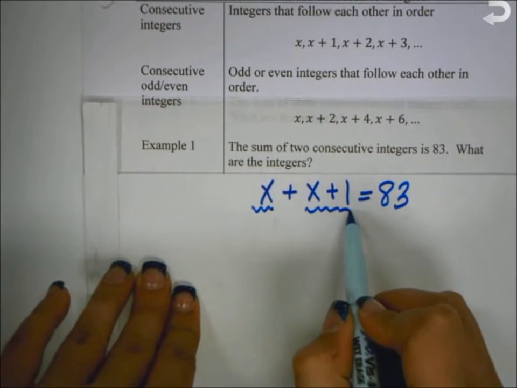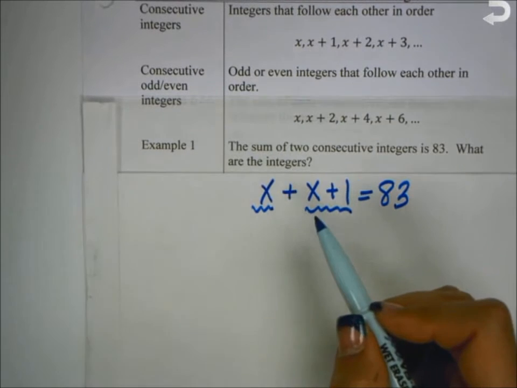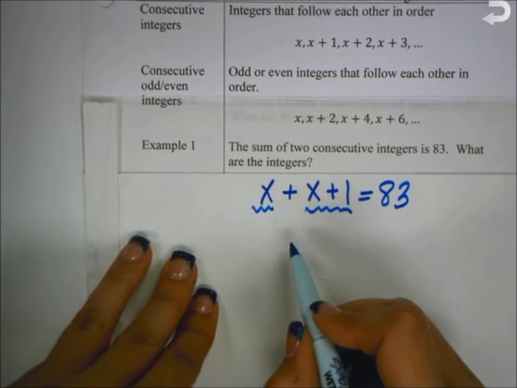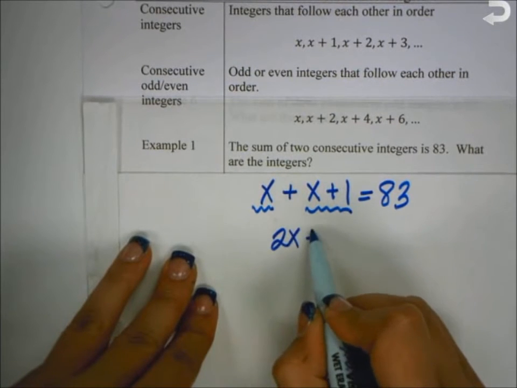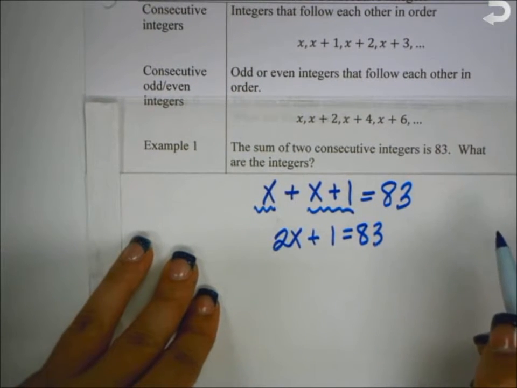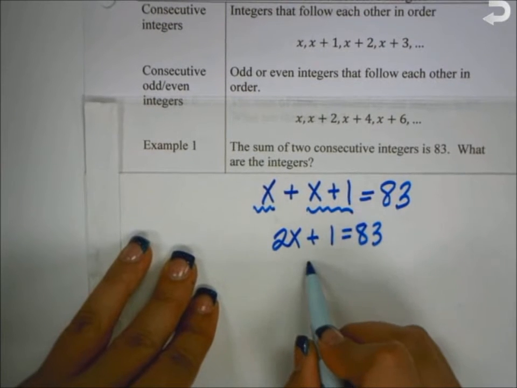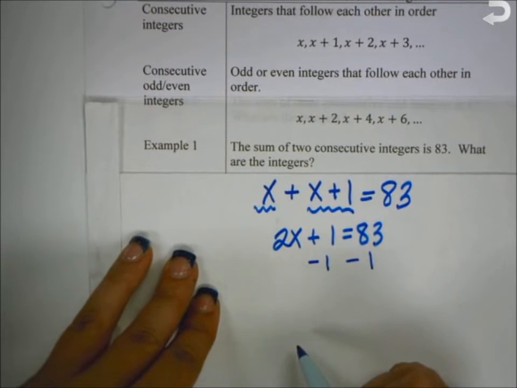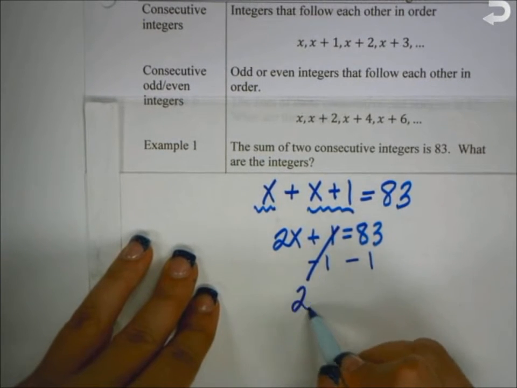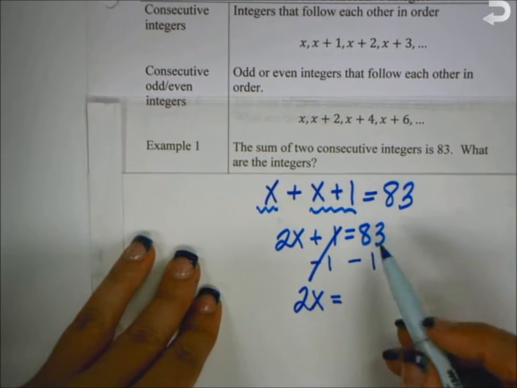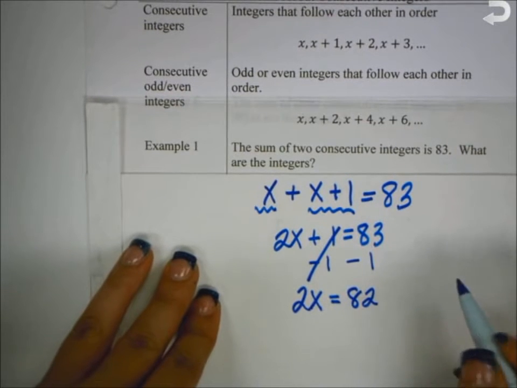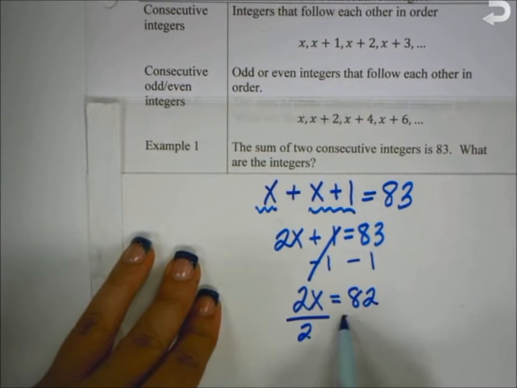Okay, so then let's solve this like we normally would. I'm going to combine my terms here. X plus x gives me what? 2x. 2x plus 1 equals 83. Now what do I do? Excellent. I subtract 1 from both sides. 1 minus 1 cancels, so I'm left with 2x on the left equals 83 minus 1, 82. And what do I do to solve? Divide by 2. 41. So x equals 41.